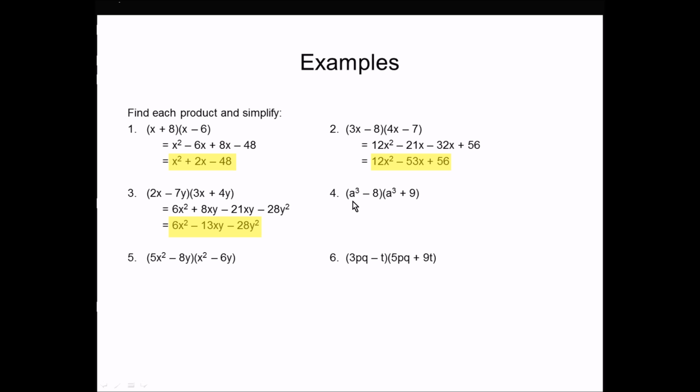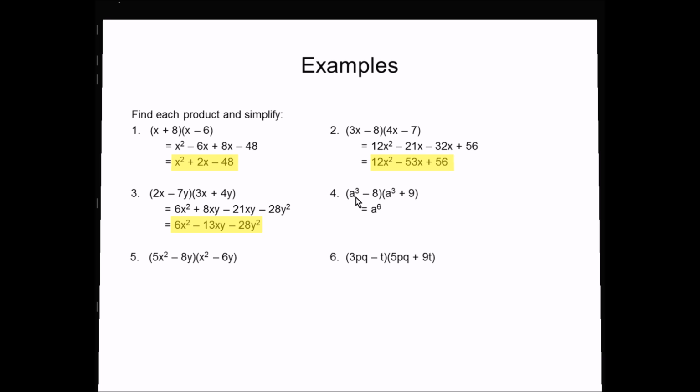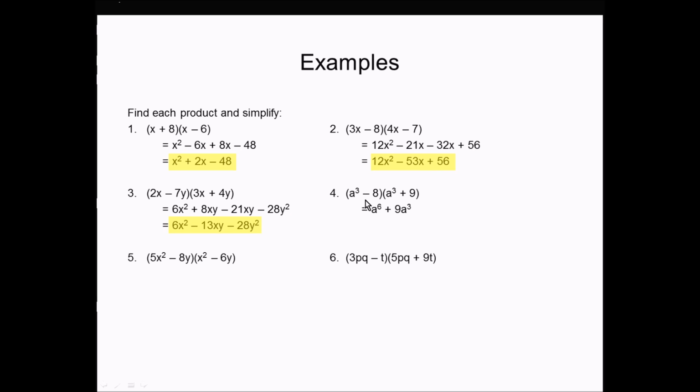Number 4. A to the third times a to the third. Remember, add the exponents. 3 plus 3, I get 6. A to the sixth. Outer, plus 9a cubed. The inner, minus 8a cubed. The last, minus 72. The outer and inner will combine. 9 minus 8 gives me 1, so I have a to the sixth plus a cubed minus 72. And remember, don't write the coefficient of 1, the identity property again.